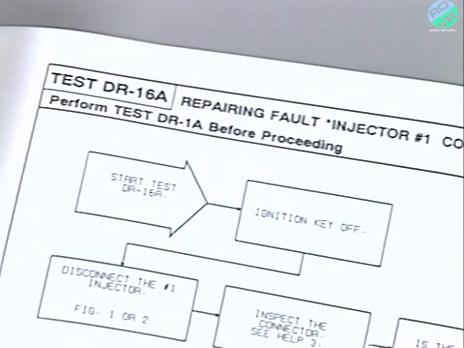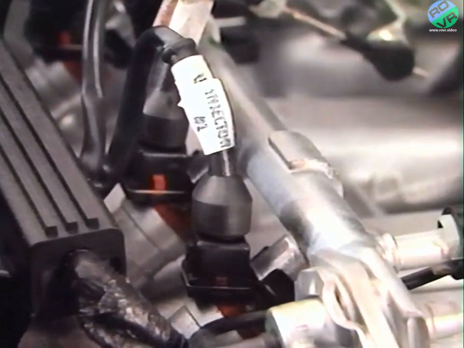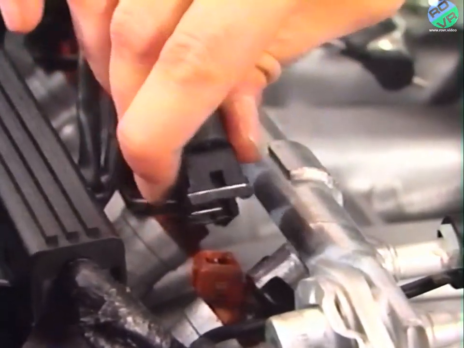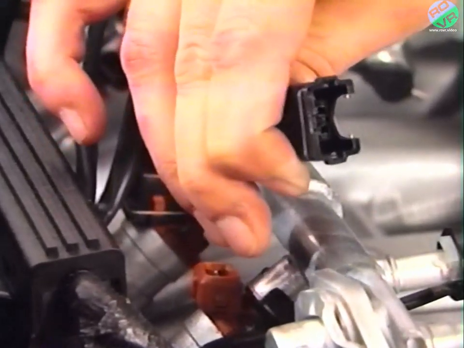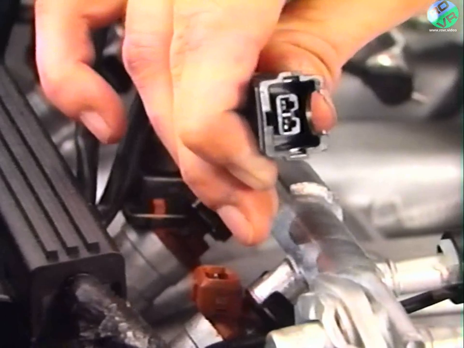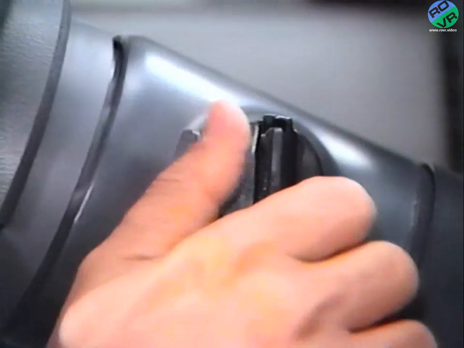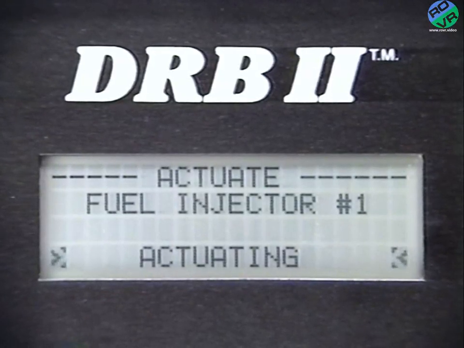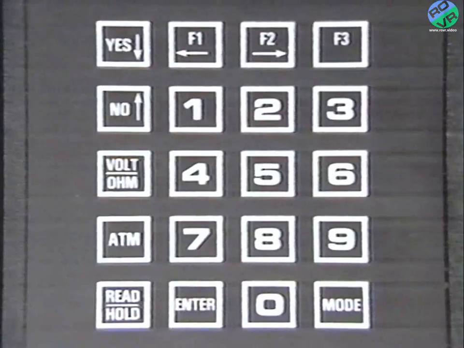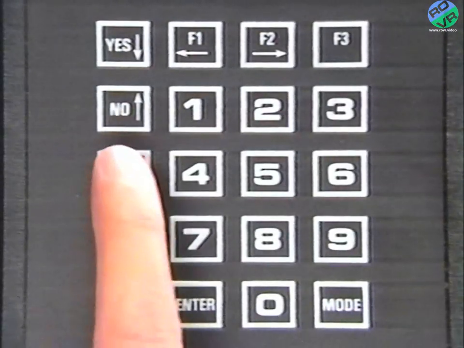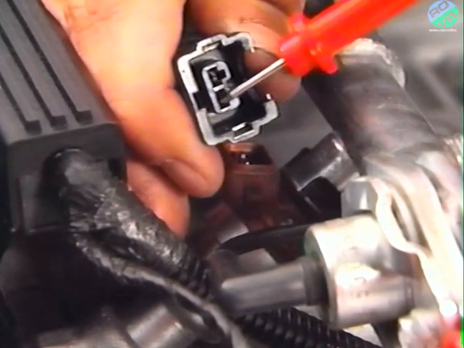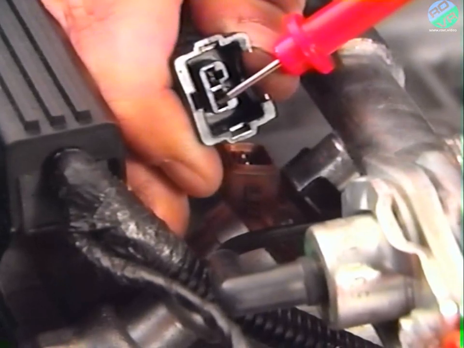Test DR16A tells you to turn the ignition key to the off position, then disconnect the number 1 injector connector. Make a careful visual inspection of the connector. If the connector is damaged, make the necessary repair. But if the connector is in good condition, turn the ignition key to the on position and use the DRBII to actuate fuel injector circuit number 1. Then put the DRBII in the voltmeter mode by pressing volt ohm once and touch the test probe to the connector of the dark green wire with orange tracer.